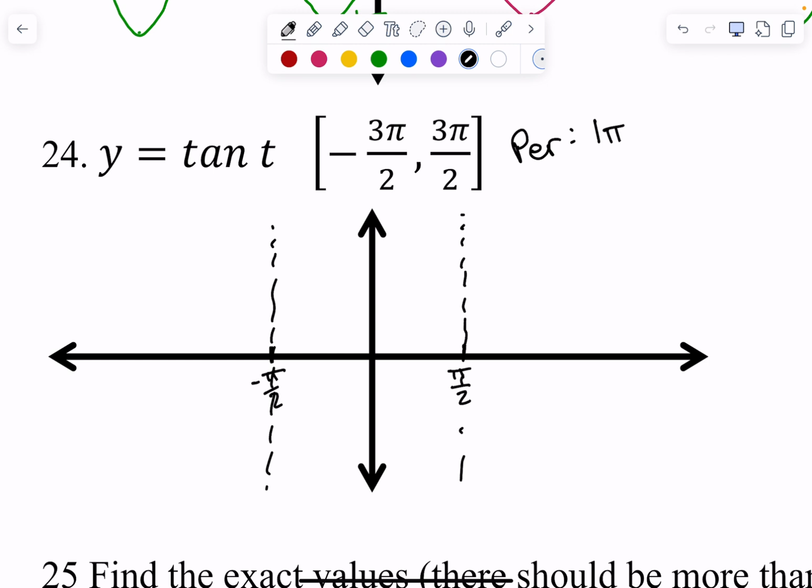Okay? That's what he looks like. Pi over 2, negative pi over 2.